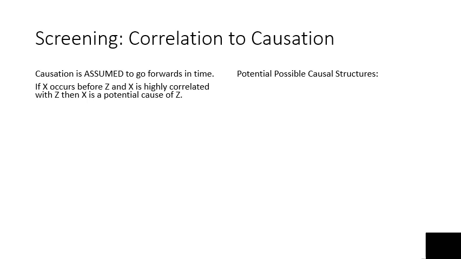So one of the assumptions which we'll actually dispute is that causation is assumed to go forwards in time. Something happens in the past, causes something in the future. Something in the future cannot cause something in the past. This is actually not true, but this is one of the assumptions that is the basis of standard analysis of causality.